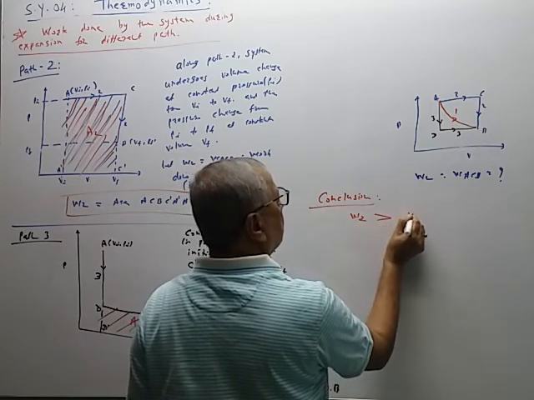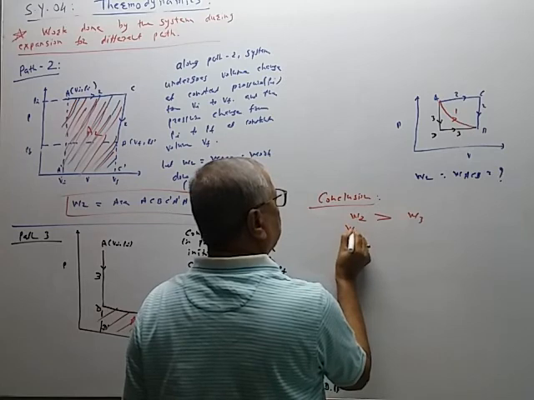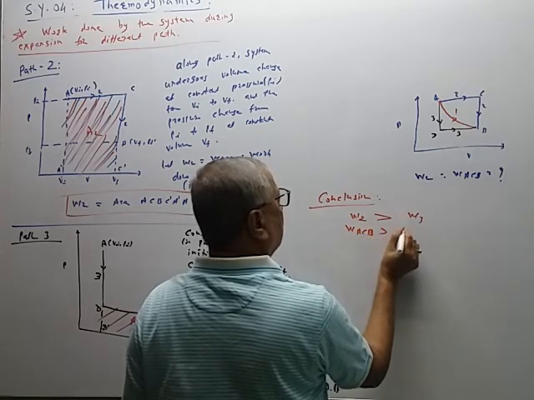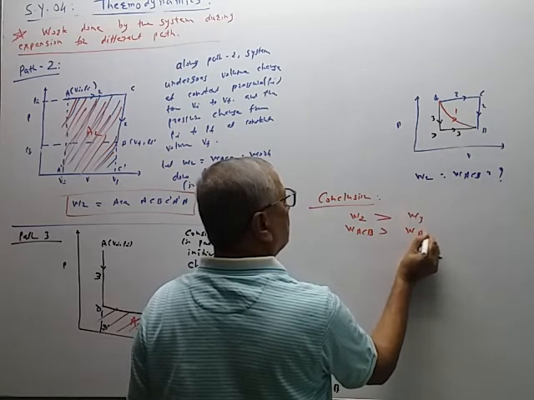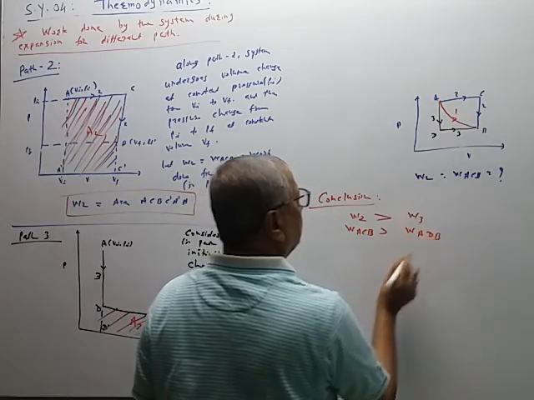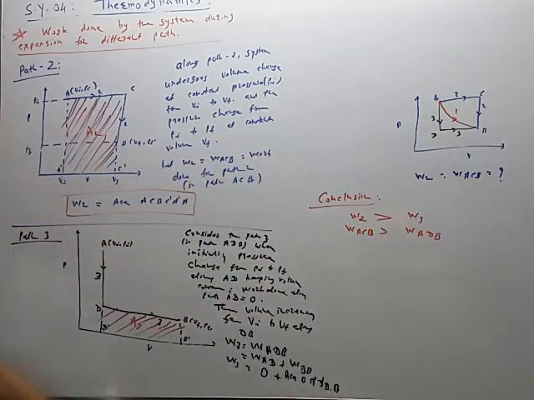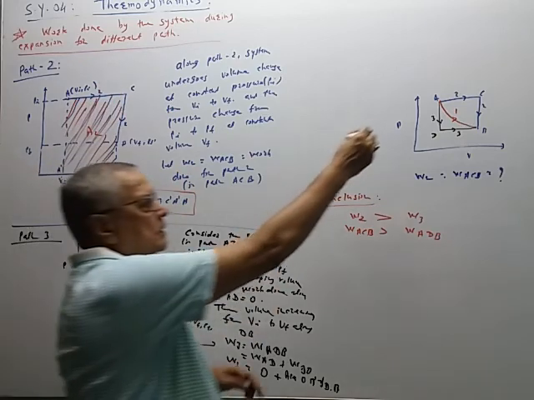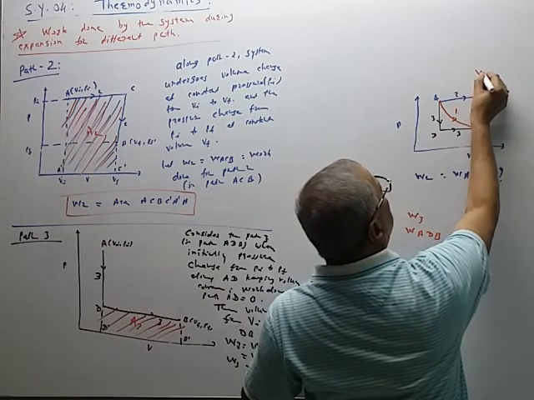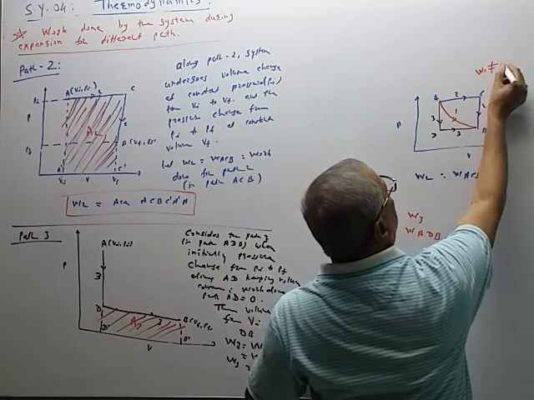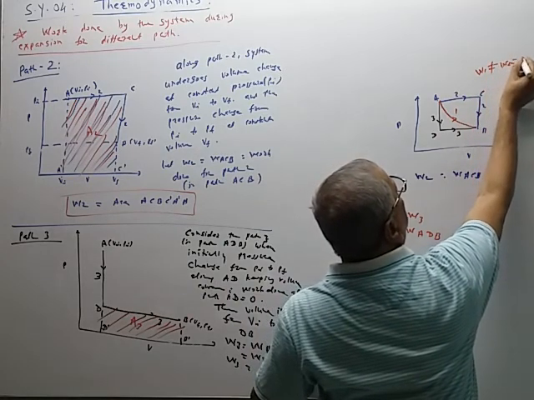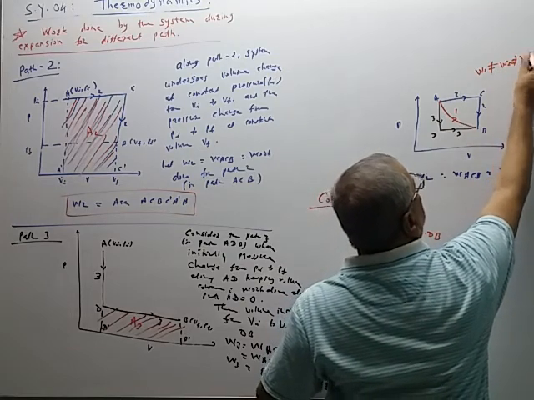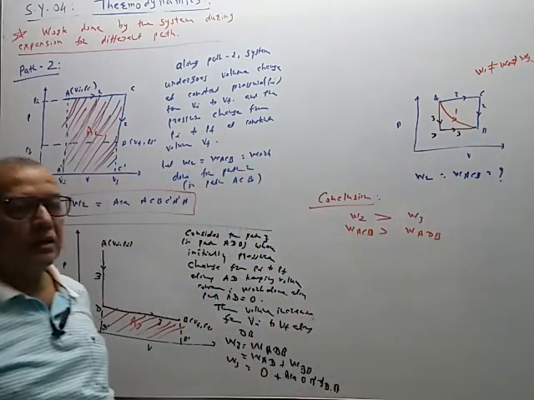W2 is greater than W3. W_ACB is greater than W_ADB. So the work done are different. Just now we said that in this case W1 is not equal to W2 is not equal to W3? So we have verified this part.